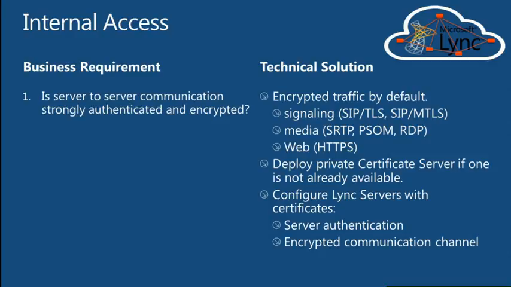Now, in order to have that kind of support, you'll have to deploy an internal certificate server. Now, I say you don't have to. You could certainly use public certificates, but it's really a hassle to try to do that, and it's expensive. So the best recommendation is just set up your own private certificate authority and use that. Then you want to configure your Lync servers with the certificates, and they're used for server authentication as well as encrypting the communication channel. So for server-to-server communication, they'll use the certificates to authenticate each other.